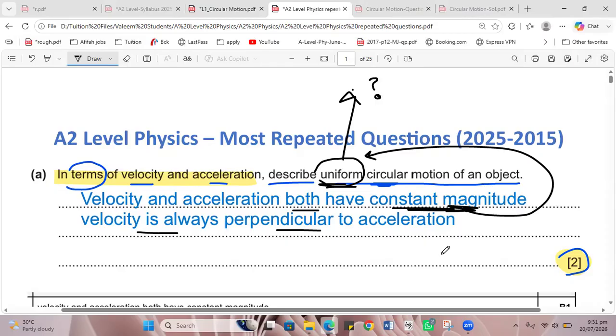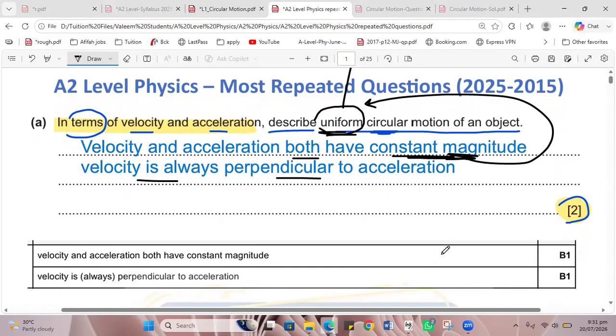This is your exact answer that will give you 2 marks. Here is the marking scheme. 1 mark for mentioning that they both have constant magnitudes, velocity and acceleration. And in the second point, you can mention directions. Velocity is perpendicular to acceleration, and you can further add that acceleration is towards the center of the circle. I hope it's clear, Basam.